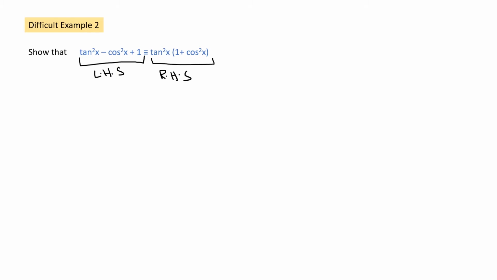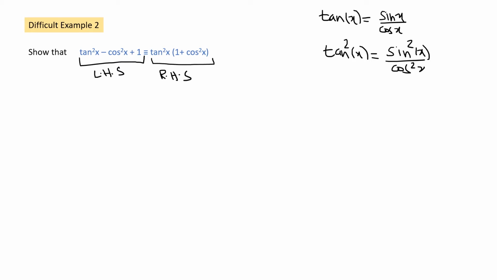So let me write the trigonometric identities. Tan x is sin x over cos x. Since we are dealing with tan squared x, maybe it's better to square everything here. So tan squared x is equal to sin squared x over cos squared x, right? And the second identity is, in this question, we can start from the left hand side as well as the right hand side. For this one, let's start from the right hand side.